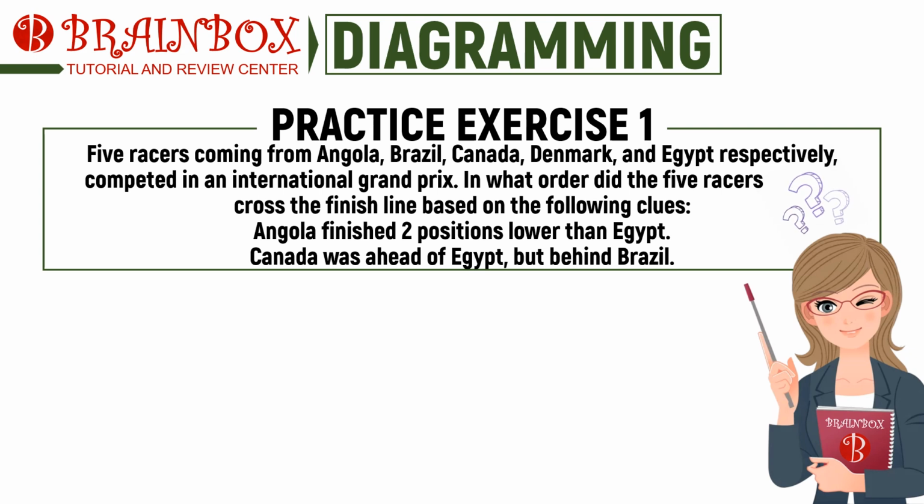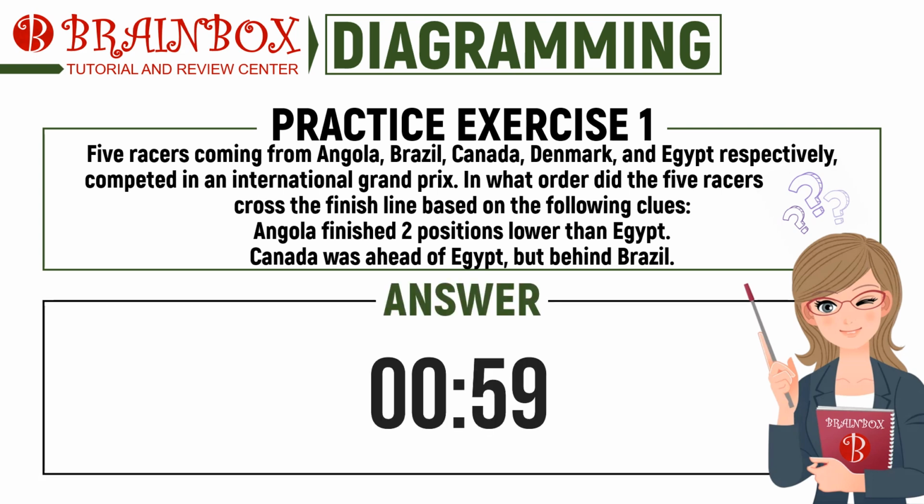Prix. In what order did the 5 races cross the finish line based on the following clues? Angola finished 2 positions lower than Egypt. Canada was ahead of Egypt, but behind Brazil. Timer starts now.